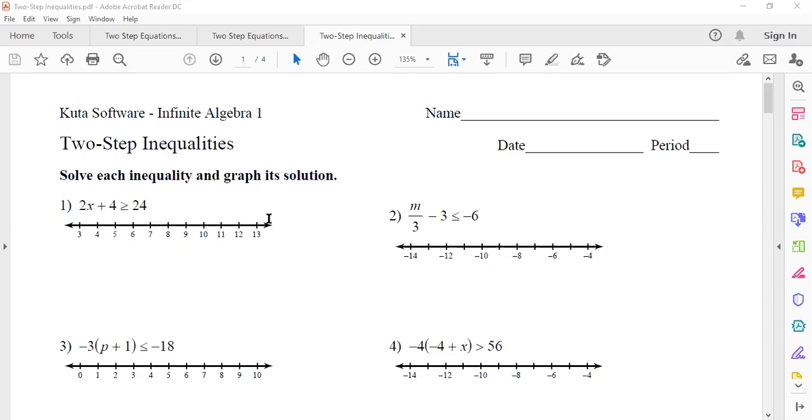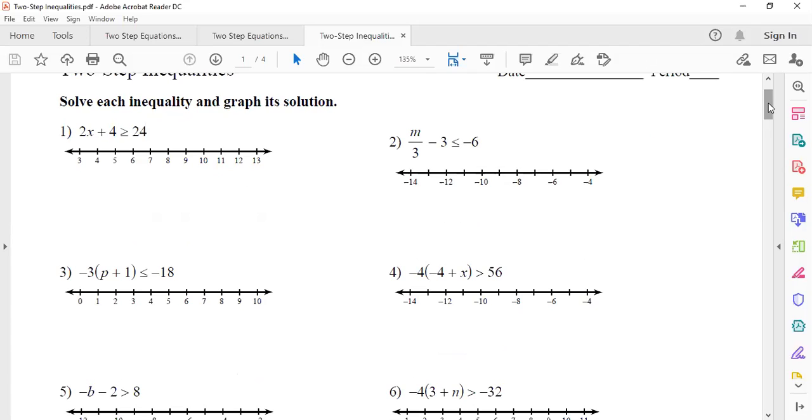Plugging it back in over here, if you put in 20, 2 times 20 is 40 plus 4, 44 greater than or equal to 24. I know it's not on the graph, but you can visualize that your number line is going to continue infinitely, and so your graph line would go to the right also.